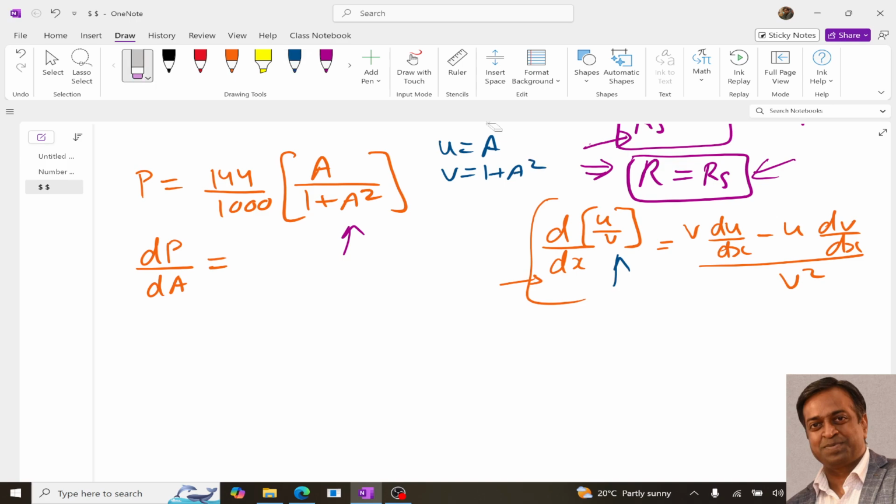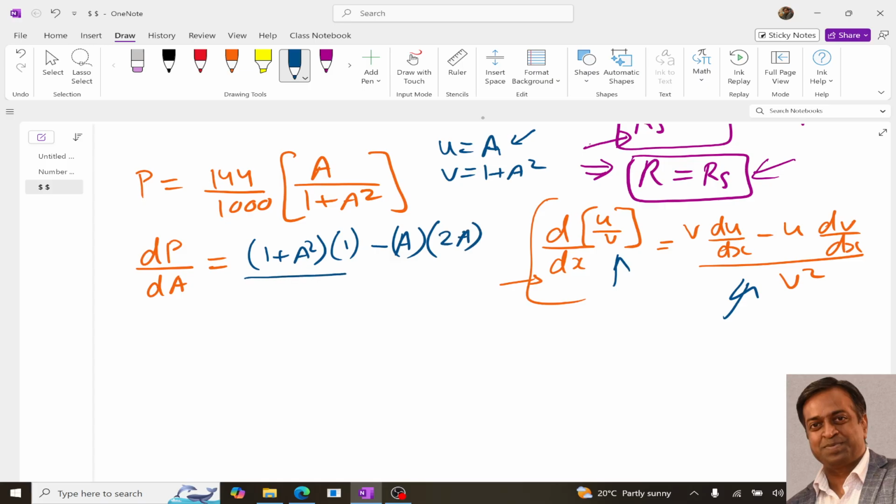a square, right? So following this concept, v we keep as it is, then the derivative of u with respect to a we get 1, minus u as it is, and then the derivative of 1 plus a square we get 2a, upon v square, so 1 plus a square the whole square. So solving this we will get 1 plus a square minus 2a square.